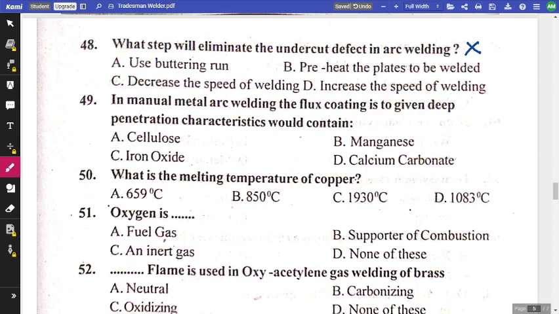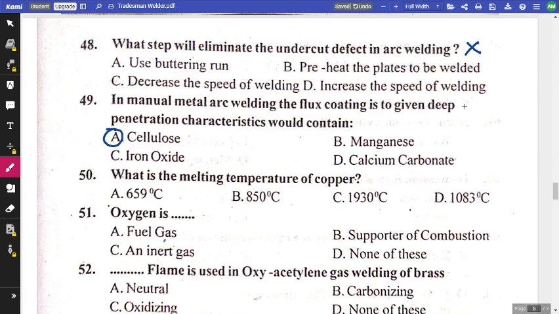Next question: in manual metal arc welding, the flux coating given for deep penetration would contain: cellulose, manganese, iron oxide, or calcium carbonate. In manual metal arc welding, the flux coating given for deep penetration will contain cellulose.